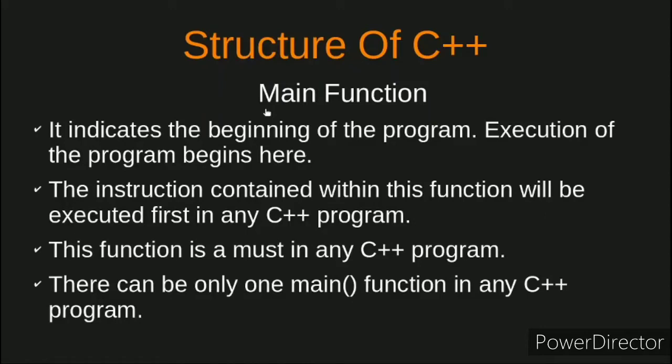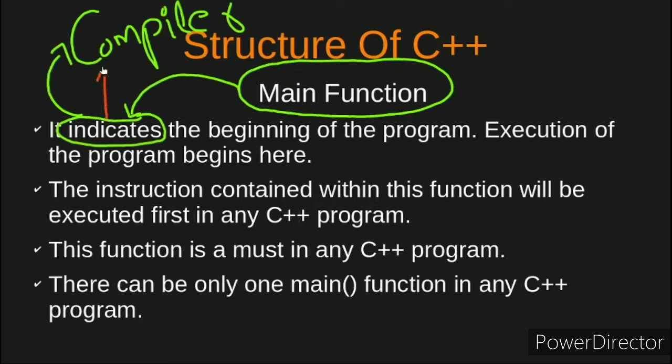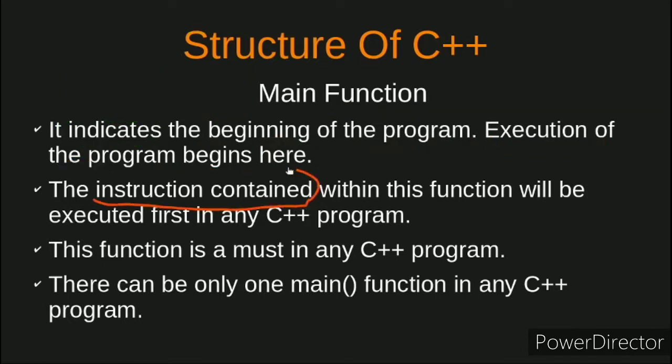Now the second ingredient that we need to form a program is our main function. This main function serves as an indication to our compiler, saying that it is the beginning of the program and that the compiler should begin execution of the program from the main function, and the instruction contained in our main function is executed first in any C program.